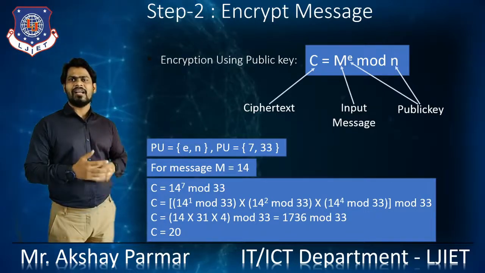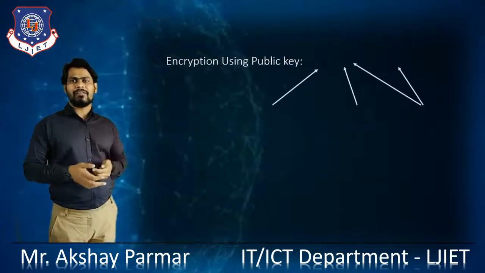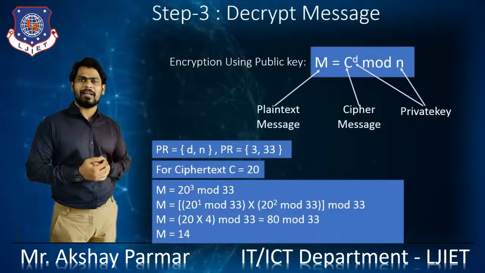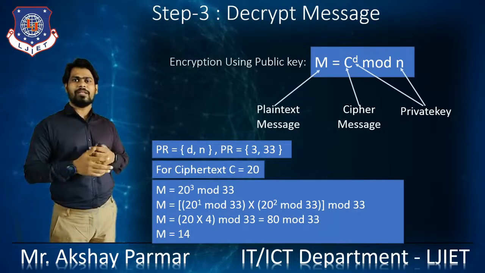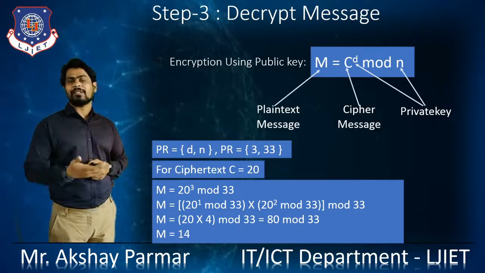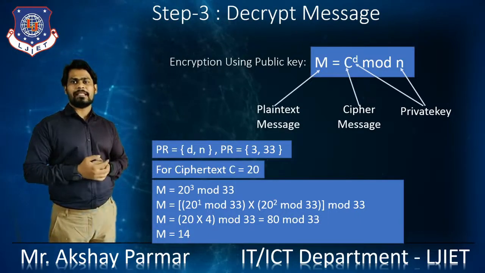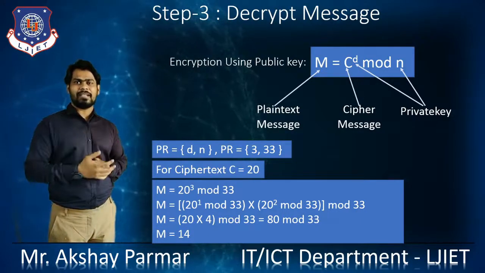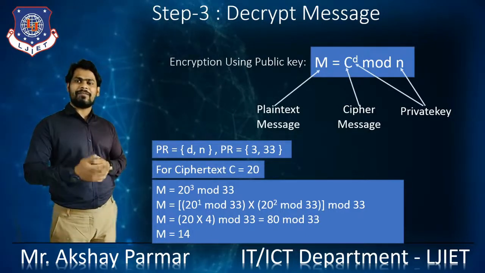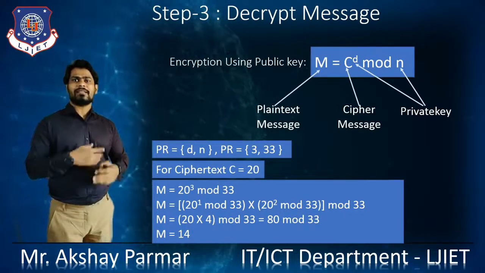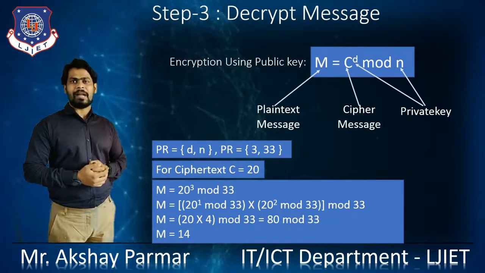After getting that ciphertext, how do we convert it back into plain text? For that, we need to follow a decryption method. The plain text is equal to C raised to D mod N, where C is the ciphertext, M is the actual message, and D and N are the pair that forms the private key. For example, our private key is 3 and 33, so D is equal to 3 and N is equal to 33, and the ciphertext we are getting is 20.